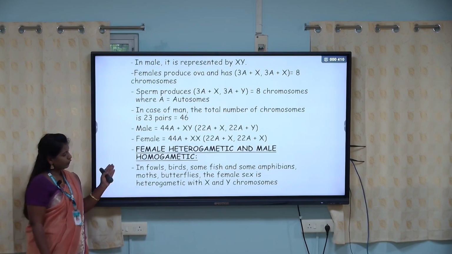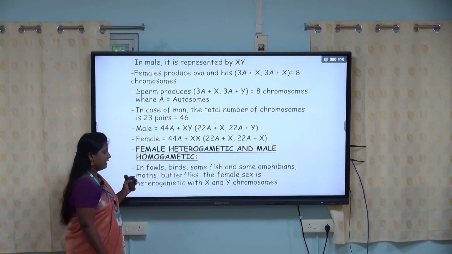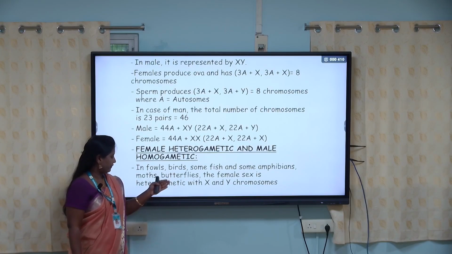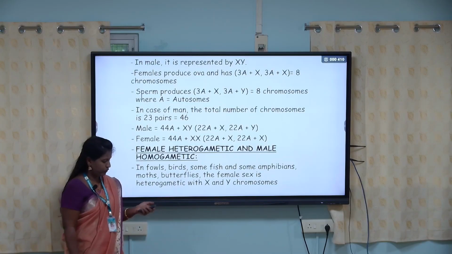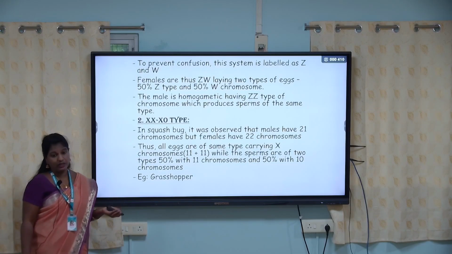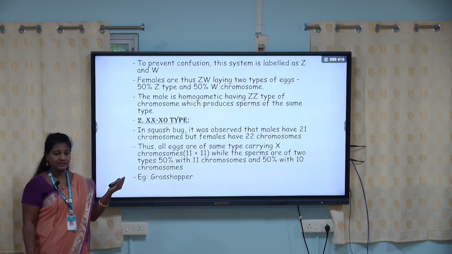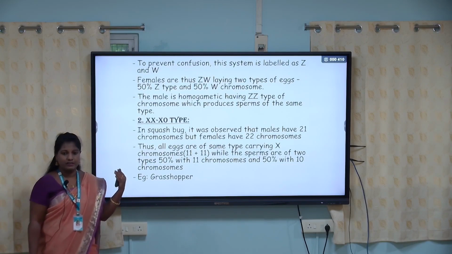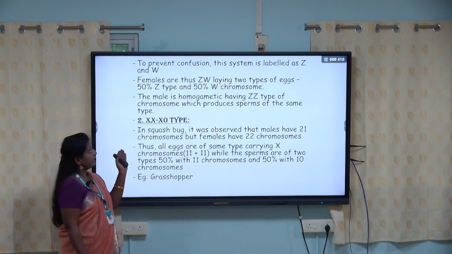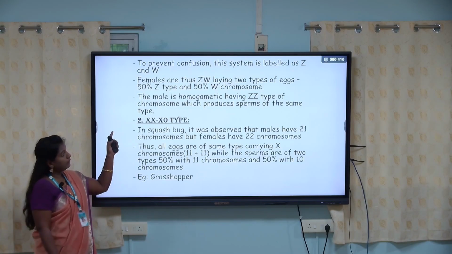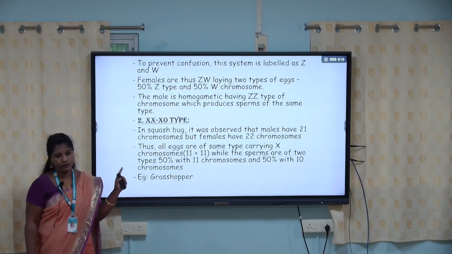Examples for those are birds, fowls and fish, and also some amphibians, moths and butterflies. The female sex is heterogametic with 2 different chromosomes, that is X and Y. In order to avoid confusion, because if the X and Y chromosome naming is repeated for the smaller order animals also, there will be confusion throughout the world, it is changed to the Z and W combination of chromosomes.